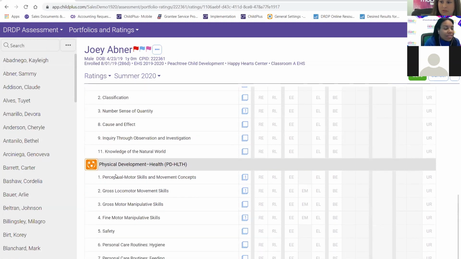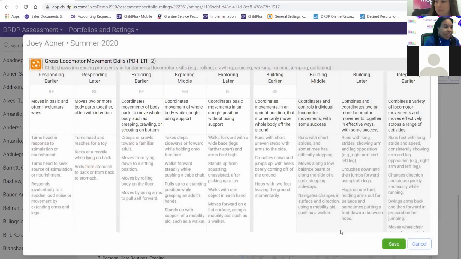And we're going to look at the physical development health domain, and we want to specifically look at our gross locomotor movement skills. And let's take a look, just like we did before, at that box that has the 1 in it, okay? So here we have our gross locomotor movement skills measure, and let's take a look at the definition. So it's saying that the child shows increasing proficiency in fundamental locomotor skills, for example, rolling, crawling, cruising, walking, running, jumping, and galloping. Again, we have our developmental levels, our descriptors, and our examples.